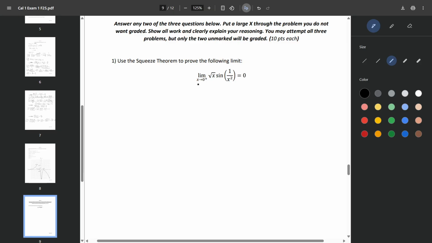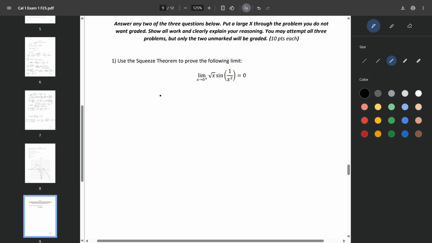The limit as x approaches 0 from the right of root x times sine of 1 over x squared equals 0.